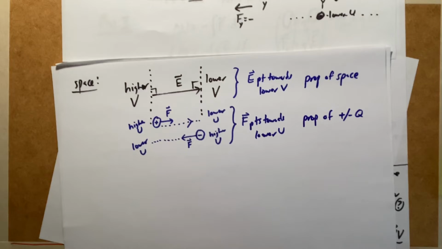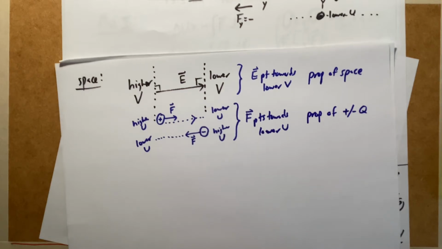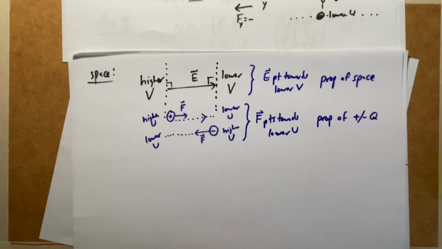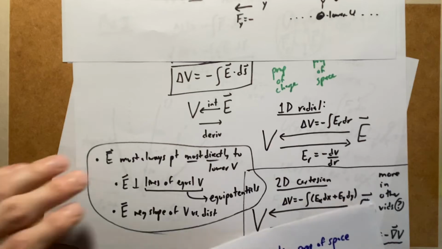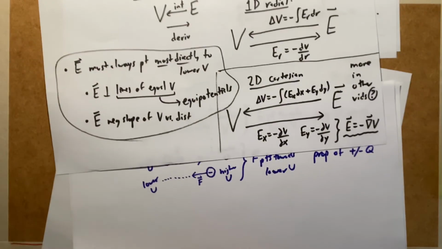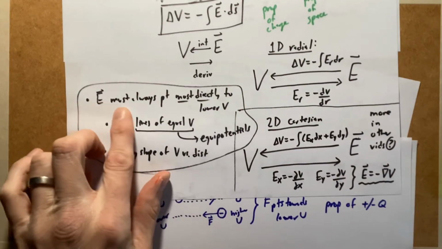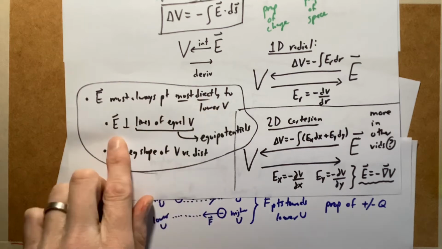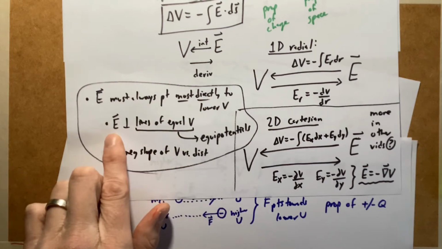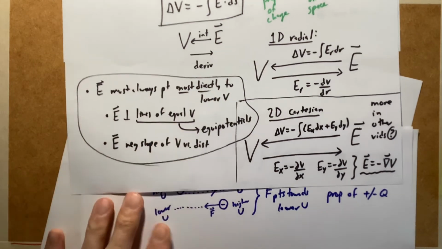So here's what we have. Let me write down a few corollaries here. These are just going to end up being more important for physics 2. So let me start with this list, okay? Electric field must always point directly towards lower voltage. They're perpendicular to lines of equal voltage.